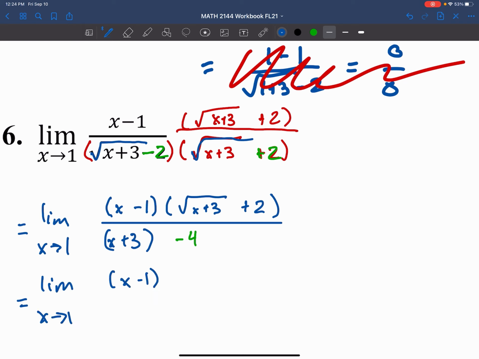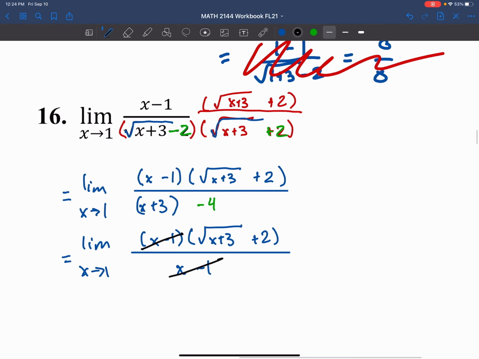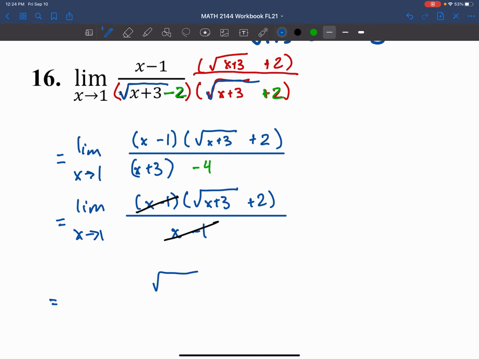X minus 1, still have the square root of x plus 3 plus 2. And the denominator, we could go ahead and simplify to that x minus 1, the plus 3 minus 4, which at this point we cancel the minus 1s. And we now plug in to have 1 plus the 3 in the square root plus 2. Technically all over 1, don't need to write it, but just felt like staying on top of it. Okay, that was terrible. So this is the square root of 4 plus 2, which is 2 plus 2, which is 4. That problem was not a bore.